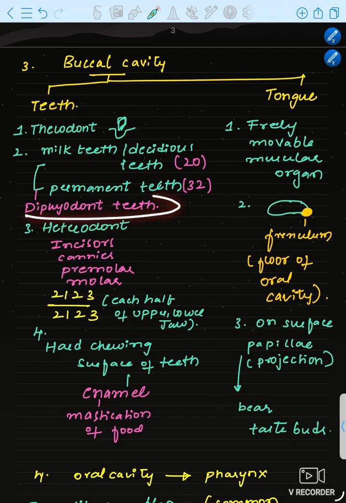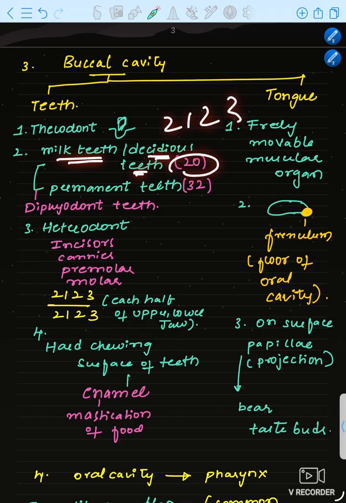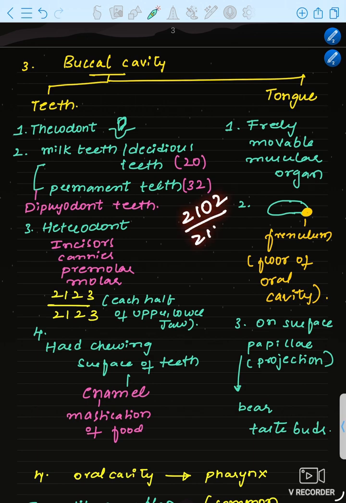And diphyodont means milk teeth, that is deciduous teeth, 20 in number. 2, 1, 2, 3. Premolars are absent and third molar is not present. That's why what will be the number? 2102 by 2102. Okay, so if you count, the total number of teeth will be 20.